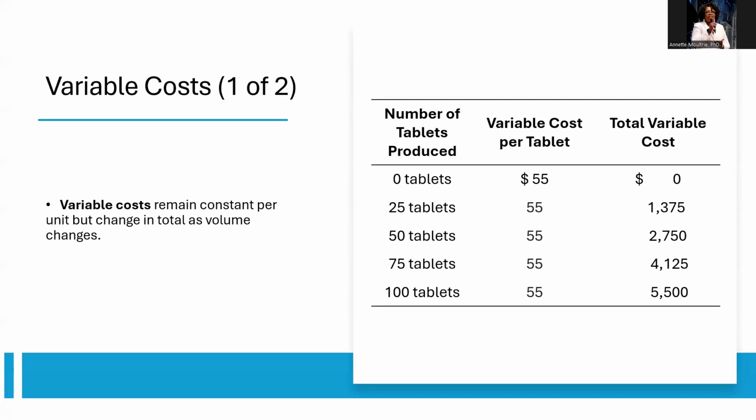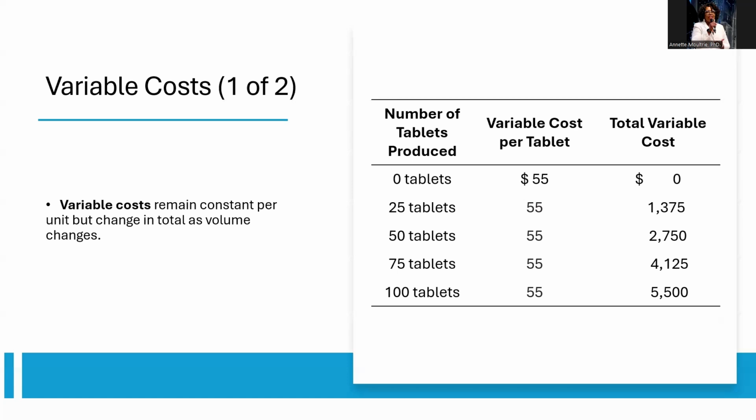So what are variable costs? Variable costs, of course, remain constant per unit, but change in total as volume changes. So variable costs fluctuate in total based on changes in activity volume, increasing or decreasing in direct proportion to production or sales level. Now, volume refers to the level of business activity that impacts costs. You have your higher volume, which leads to higher total costs.